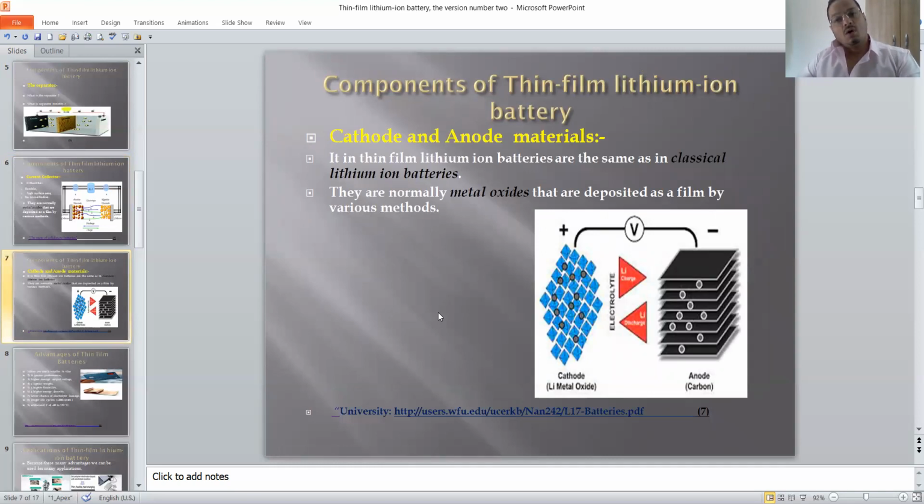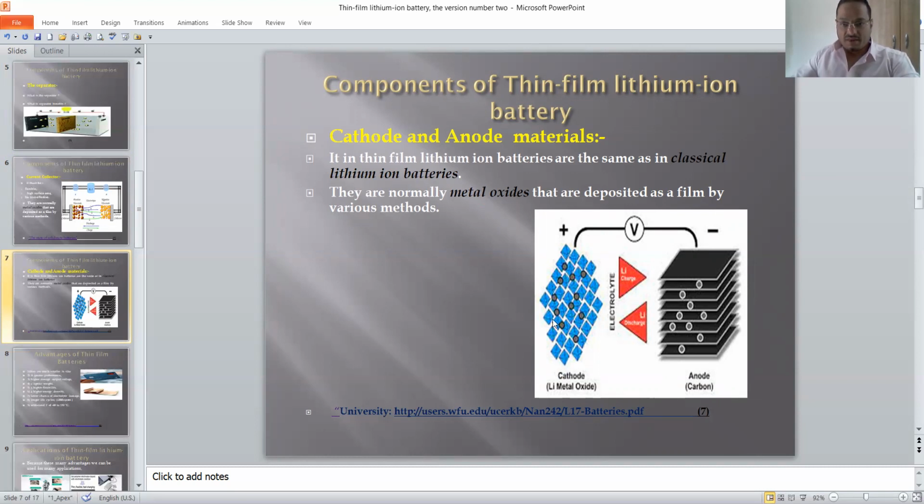Here, this will be the last element of the thin film lithium-ion battery: the cathode and anode material, like I said before. Here, this image illustrates the anode, the negative charge, and we support this electrode by putting carbon wafers.